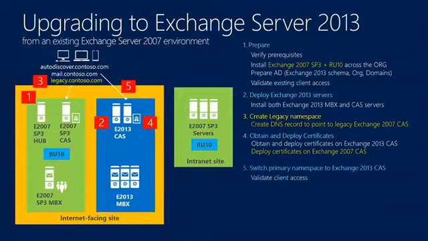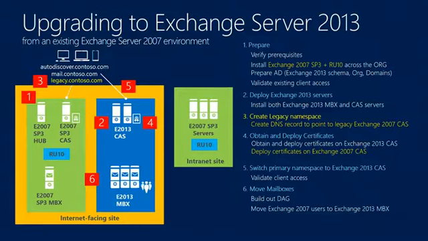Then you'll switch the primary namespace. Again, that's just a DNS change. Then you'll build a DAG, move your mailboxes, and because you're coming from Exchange 2007, this will also be an online mailbox move as well. So your users will not have any interruption as their mailbox is moving from the old system to the new system.